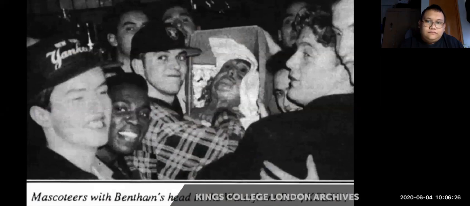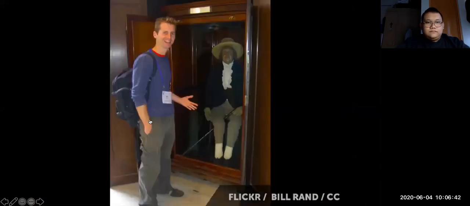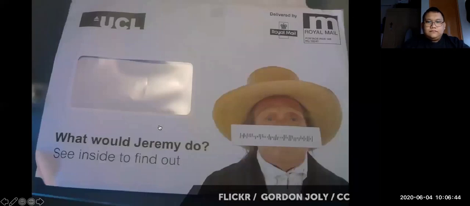As a utilitarian, I think Bentham asked himself, what good can my corpse do? And having had it dissected, having had it appear at various functions, having it serve as an amusing backdrop for the students of University College London, I think you can't get a whole lot more utility out of a dead body than that.